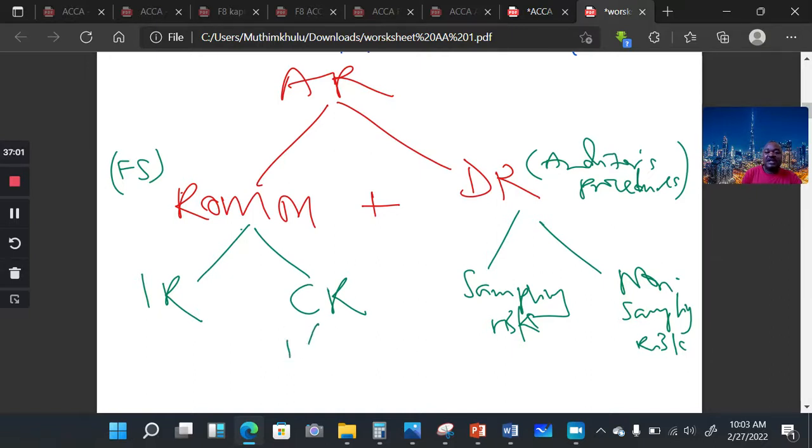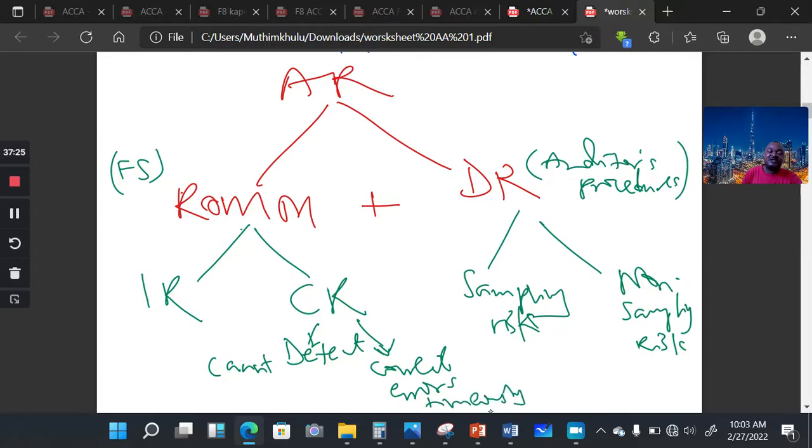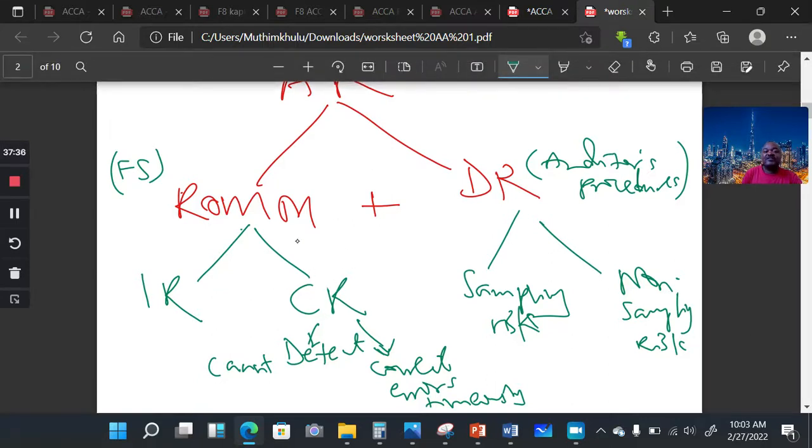So the client system cannot detect or correct errors, cannot detect or correct errors timeously. If the client system is like that, then we are in a bad situation, because we are likely to have an audit risk which is very high.